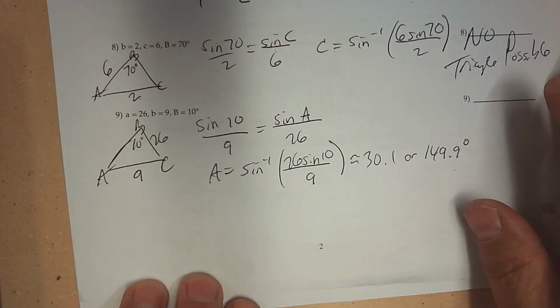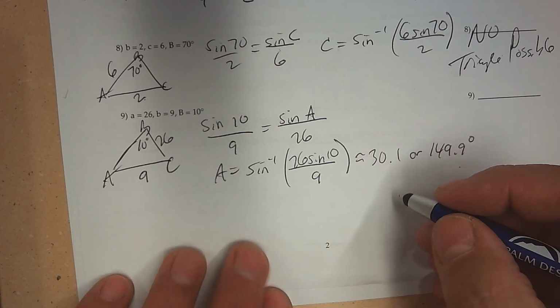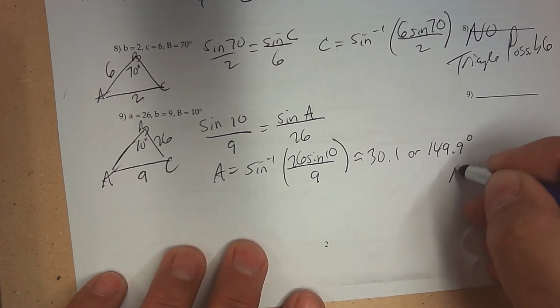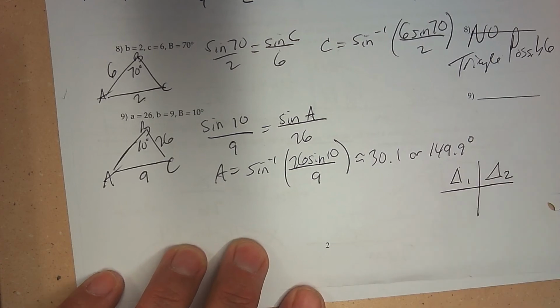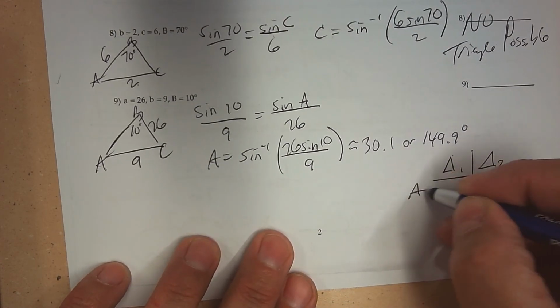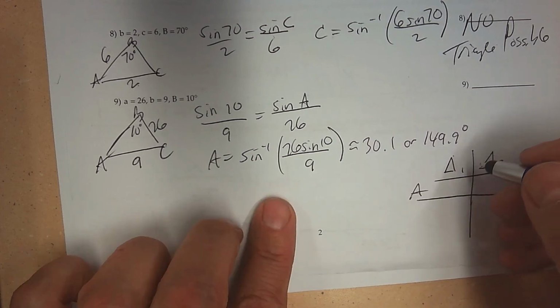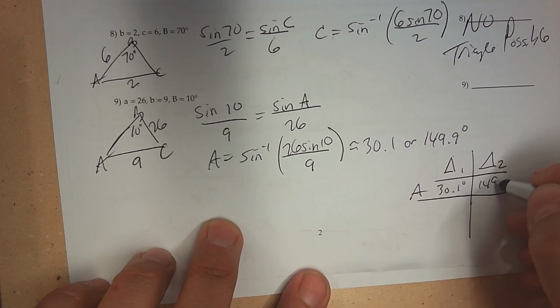So for some of you, you need to organize this. So I'm going to label it over here. We have triangle 1 and triangle 2. And what I'm looking for in each one is angle A. I just found it. Angle A is 30.1. And for triangle 2, it's 149.9.